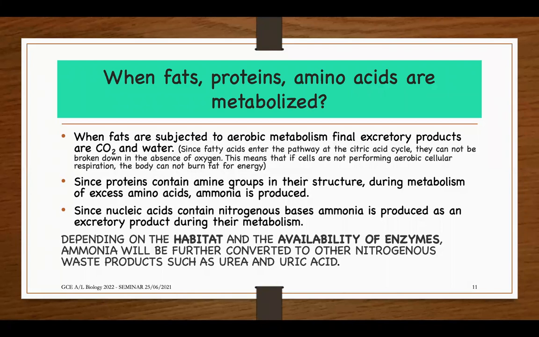Now as a summary, for carbohydrates, if it's aerobic, it's carbon dioxide and water. If it's anaerobic, it's lactic acid and ATP. Fats can only be metabolized in the availability of oxygen, so fats will turn into carbon dioxide and water. Proteins have an amine group, so proteins will produce ammonia in metabolism. Amino acids also have a nitrogenous group, so they will also produce ammonia. And depending on the habitat of the organism and the availability of enzymes to convert ammonia into other products, ammonia will be converted to either urea or uric acid.